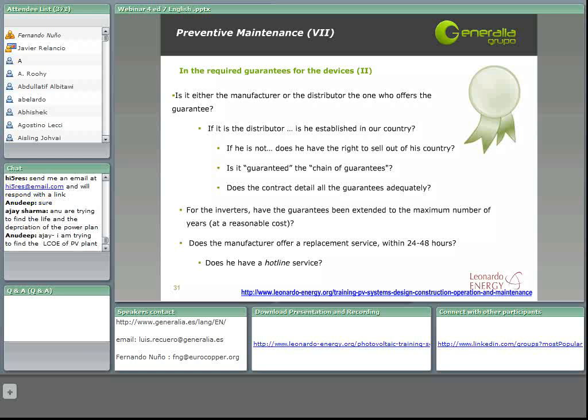For the inverters, we have to check that the guarantees can be extended to the maximum number of years at a reasonable cost. The most important services to get from the inverter manufacturer could be the replacement service within 24 to 48 hours and the hotline service in order to answer all the questions even within the weekends.